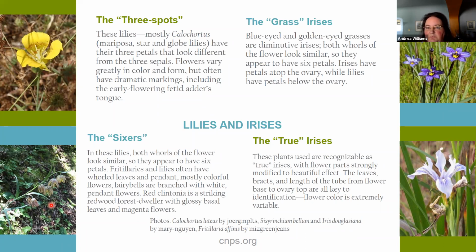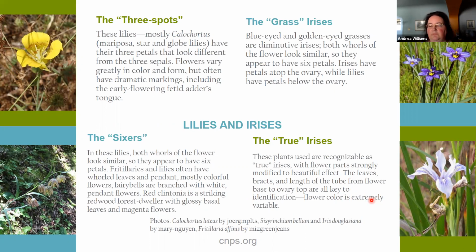Irises, so the grass irises, blue-eyed and golden-eyed grasses, tend to look like miniature irises. Both whorls of the flower look similar, and so they also appear to have 6 petals. But one of the quick ways that you can tell the irises and lilies apart as a family is that the irises have their petals on top of the ovary, so above where the ovary is. So the ovary is down here. And in the lilies, you can see it's up here above the petals. And then if you turn this over, it would also be above the petals.